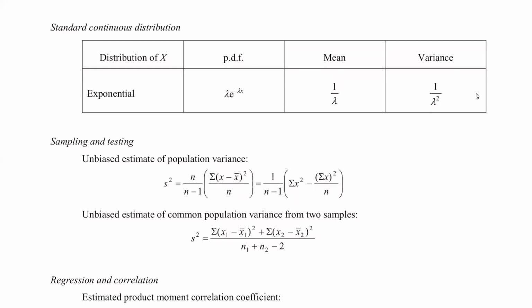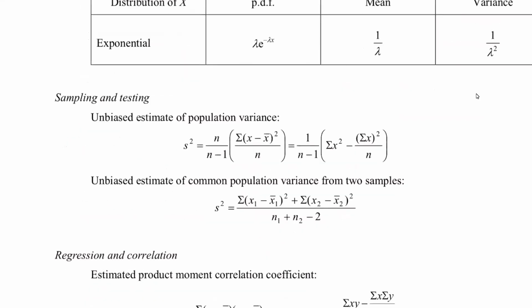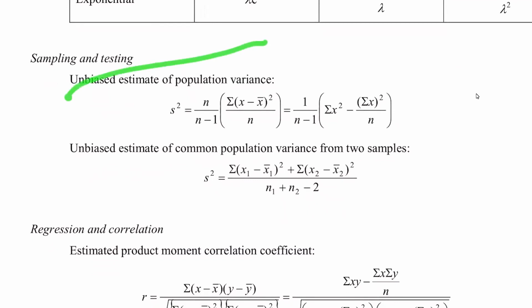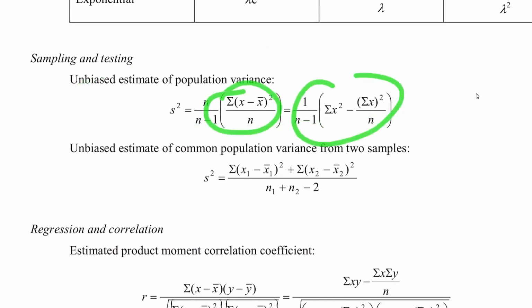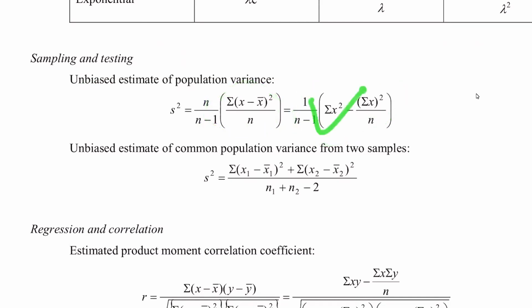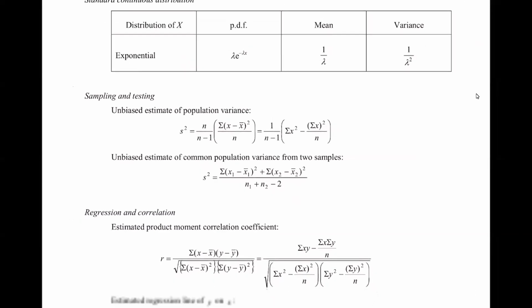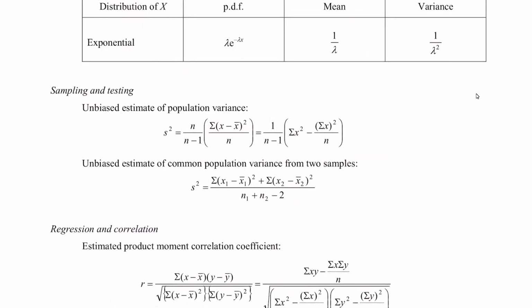Yeah, so for this sampling and testing, all that you need to focus on is really just this first formula, the unbiased estimate of population variance. Then you just need to know how to use these two versions of the formula. Typically, you will be using this version. But do you have a copy of the MF26 with you right now? Yeah, I have. Okay, go and find it.